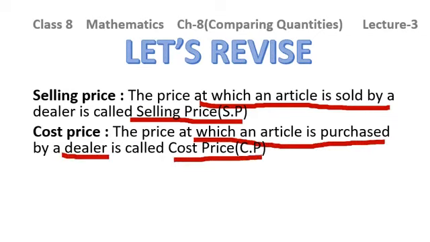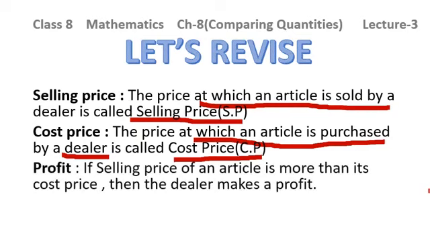Let us see an example. Suppose you have purchased an article for rupees 200. So this is the cost price because you have purchased it, you have paid for that article. So here this 200 is the cost price. And if you are selling the same article for rupees 250, here 250 will be the selling price, that is SP. Then in this case, if selling price is more than the cost price, here selling price is 250, cost price is 200, then you will earn a profit.